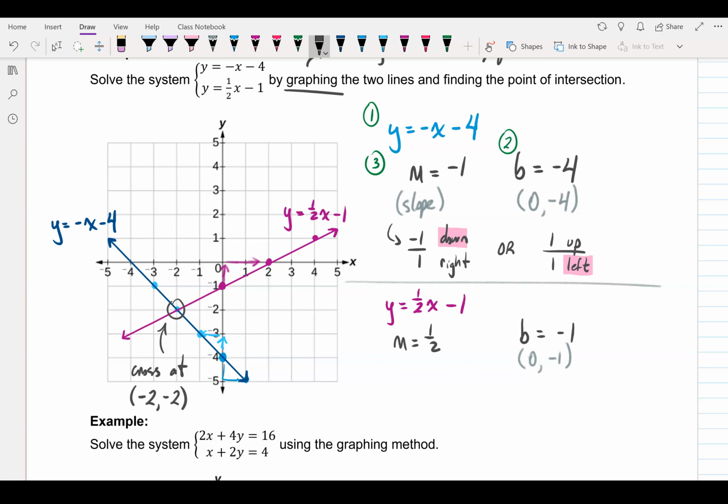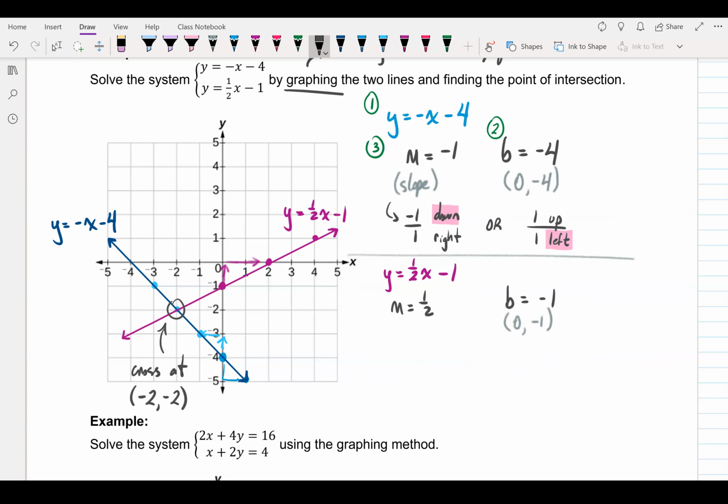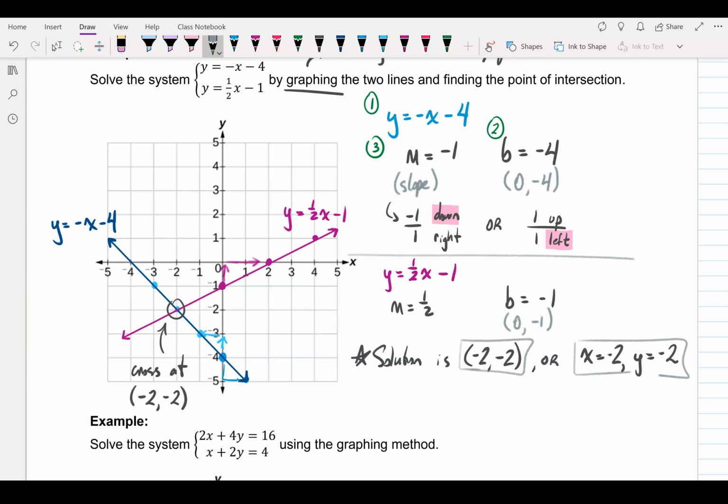So to be clear here, let me just clean this up a little bit. Say the solution is (negative 2, negative 2). Or we could also read it out as x equals negative 2, y equals negative 2. Our final step is to check that our answer is okay.